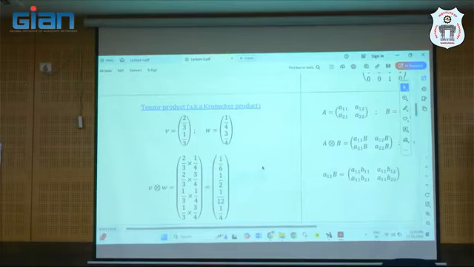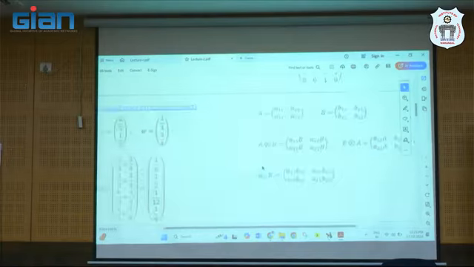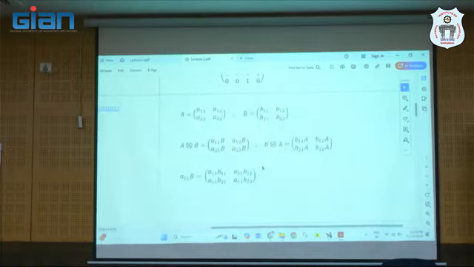Is the tensor product always of two column matrices? No, we're just going to get into the more general tensor product here.